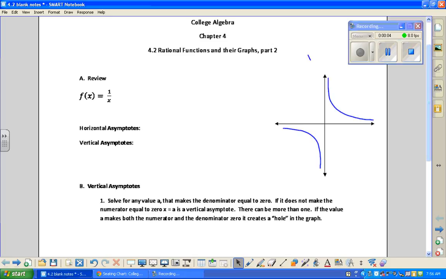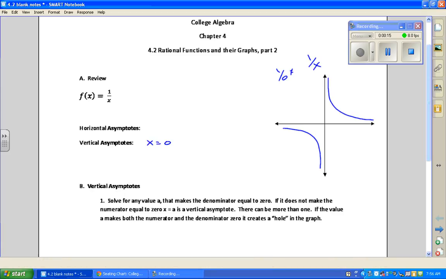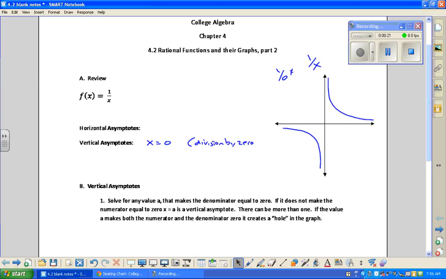Right, this is our graph of 1 over x. It's undefined for 1 over 0, so we can't have that. So that gives us our vertical asymptote, and that's always where we have division by 0. Wherever you have division by 0, that's going to create a vertical asymptote.